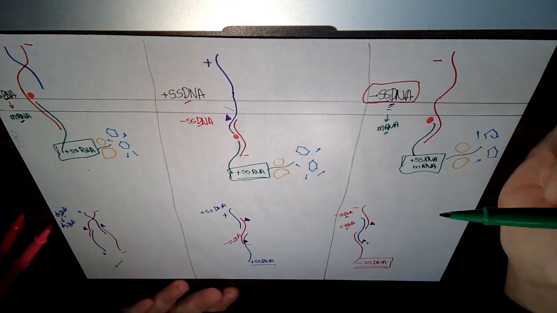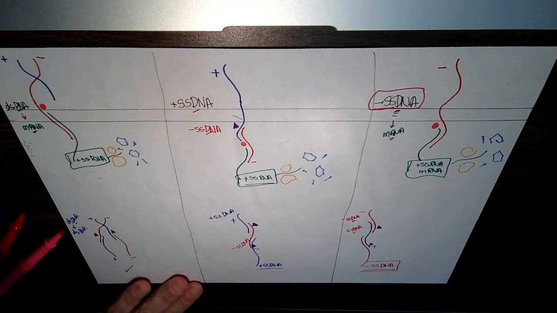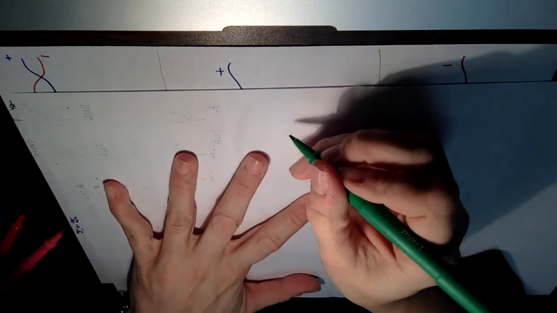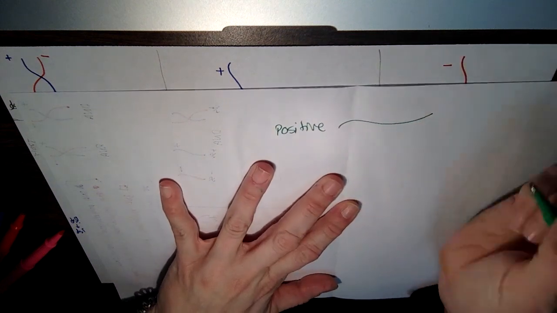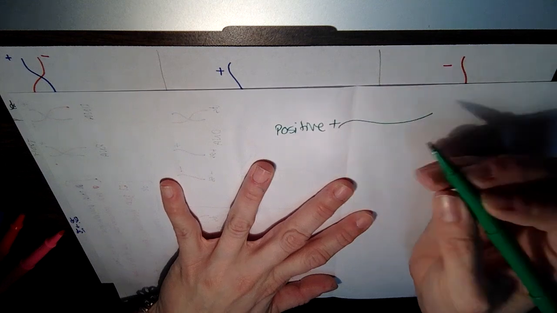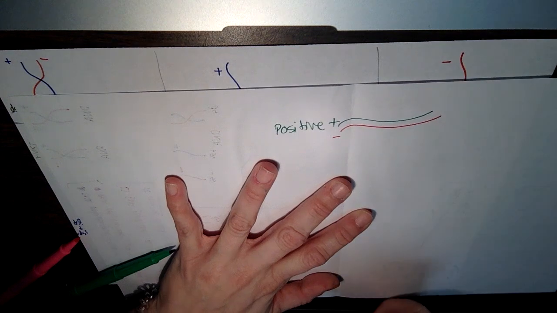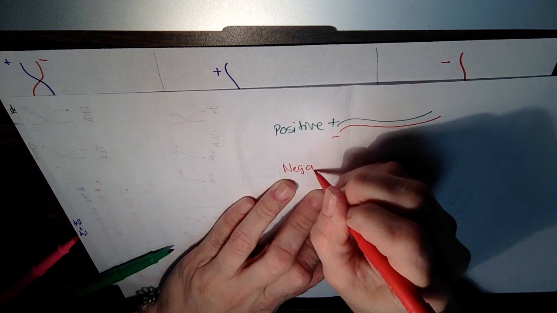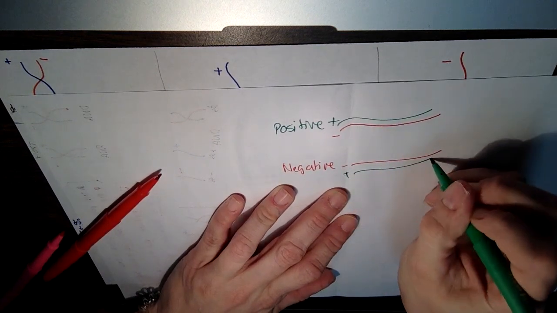And that's the second rule. So that's the first rule. The second rule is that a positive strand template can only give you a negative strand. If you start with a negative strand, you can only get positive out of it.